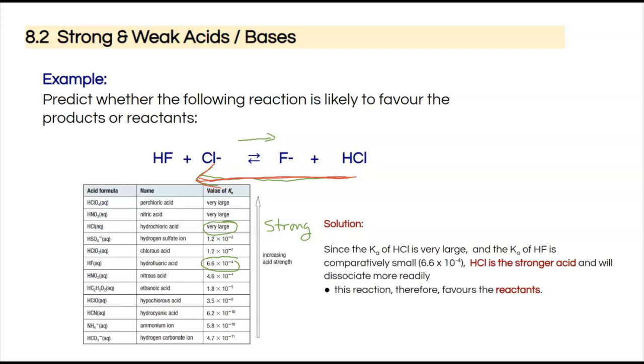So let me go through that again. I can see that the Ka value for HCl is very large. That means that HCl is a very strong acid. In fact, it's stronger than HF because HF has a smaller relative Ka value. That means that HCl wants to dissociate more than HF, and it's more powerful at doing that. So it's going to dissociate at a faster rate or to a greater extent than HF is going to be able to do. And so that's going to push this equilibrium towards the left, favoring my reactants in this case.